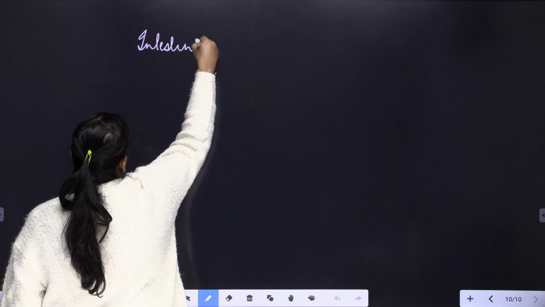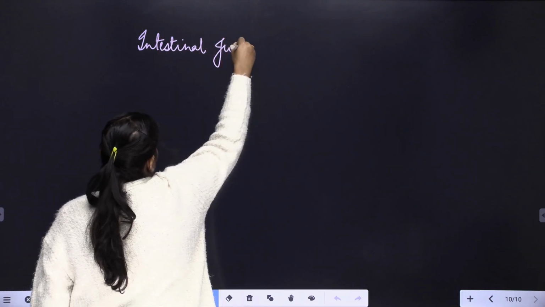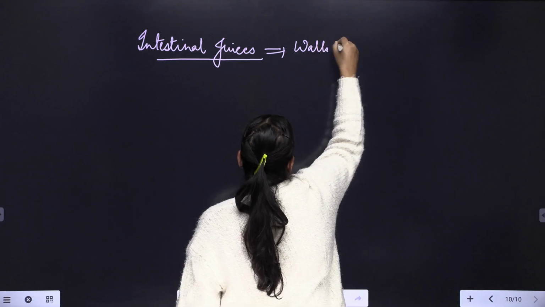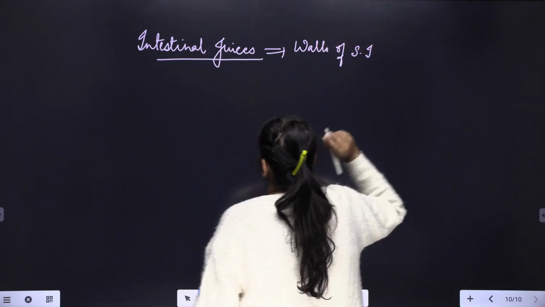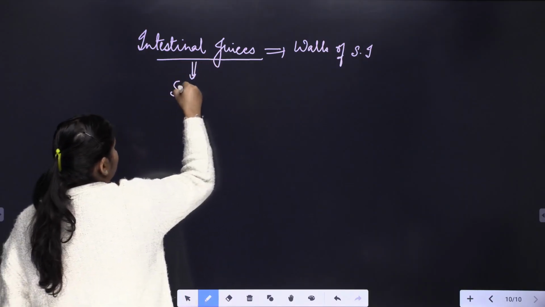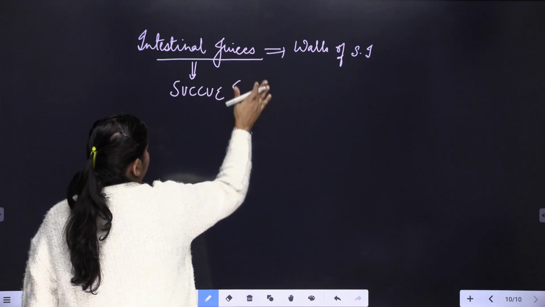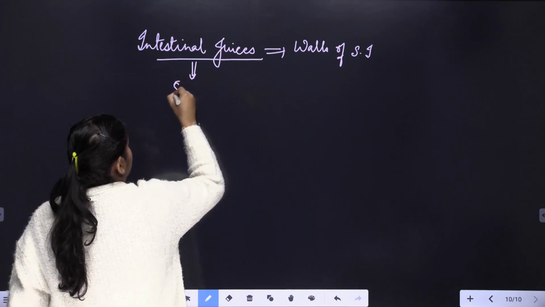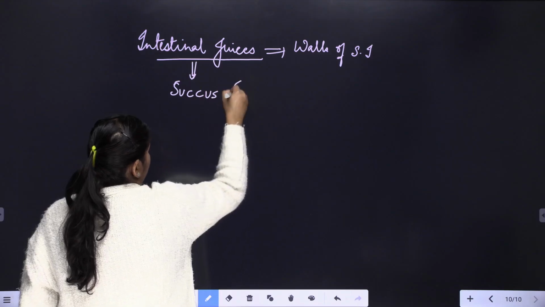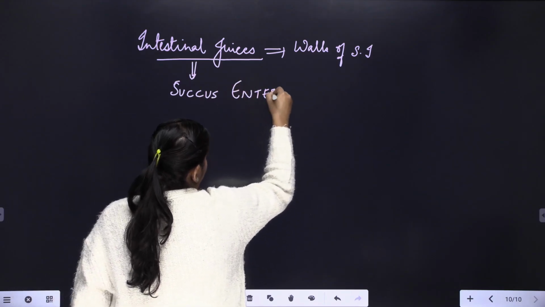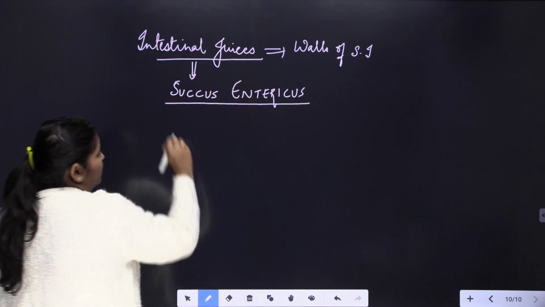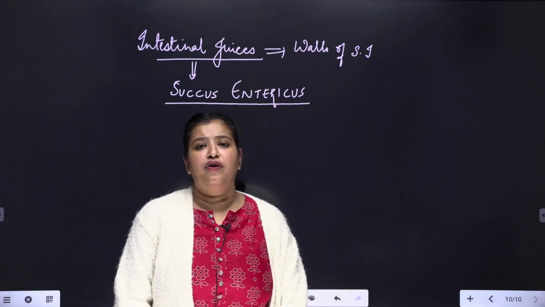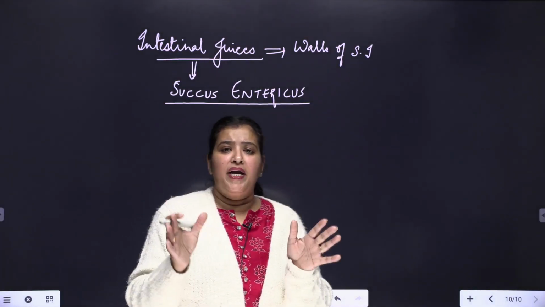The intestinal juices are secreted by the walls of the small intestine, and they are known as succus entericus. This is succus entericus, the intestinal juice, and it has all the enzymes which are required for digestion, required for the breakdown of everything.